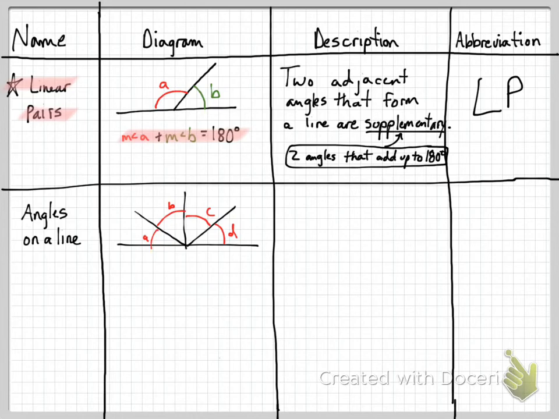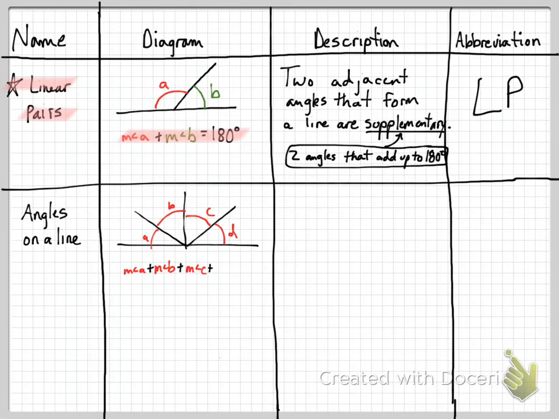This is not as common as linear pairs because we just saw linear pairs shows up in every single diagram, whether we need to use it or not. Angles on a line will not always show up, and this is whenever we have more than two angles. So I'm just going to show this real quick. I've got measure of angle A plus the measure of angle B plus the measure of angle C plus the measure of angle D.